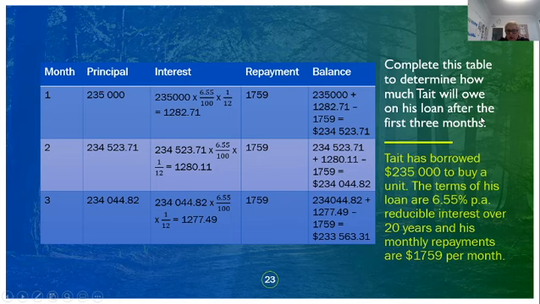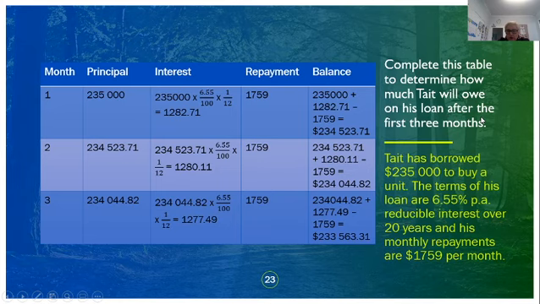All right, next question says, determine the total of Tate's monthly repayments over the 3 months. So what did he pay? So he paid 1,759, 1,759, 1,759. So we times that by 3, and we get 5,277. There we go, we've answered that one. Now the question goes, calculate the total of the interest charges. So that's an interest, that's an interest, and that's an interest over 3 months. So we add them all up, and we get $3,480.